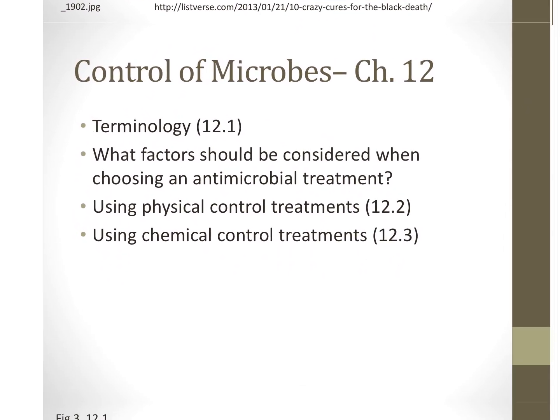So first we're going to start out with some terminology and thinking about how we choose the best way to try to kill microbes on whatever surface you're trying to clean, whether it's living or non-living. What sorts of things do we have to think about? Do we use chemicals? Do we use other methods? So we're going to talk through a lot of different physical control treatments. Using heat and radiation are probably the big two. And then we'll go through about 5 or 6 different chemical control treatments as well.